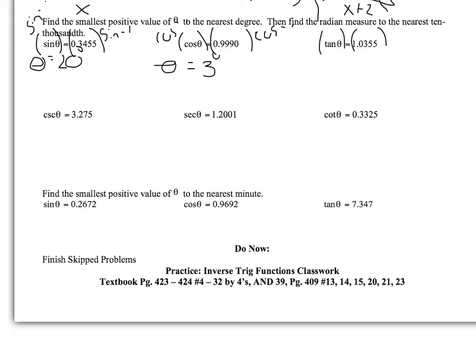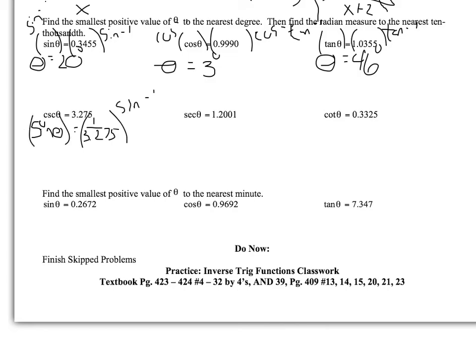Then we do inverse tan of 1.0355, you get 46 degrees. For this next one, you take reciprocals in order to be able to do this because you don't have an inverse cosecant button. The reciprocal of cosecant is sine. And the reciprocal of 3.275 is 1 over 3.275. Then you take the inverse of both sides. And when you do that, you should get 18 degrees.